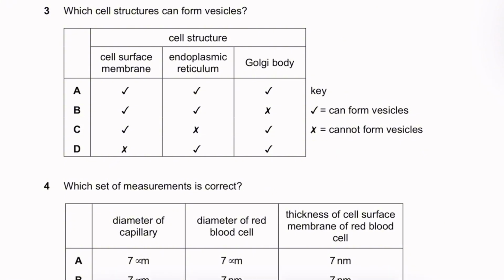The cell surface membrane undergoes endocytosis and basically forms these vesicles as well, or pinocytosis, whatever. It also obviously makes vesicles.